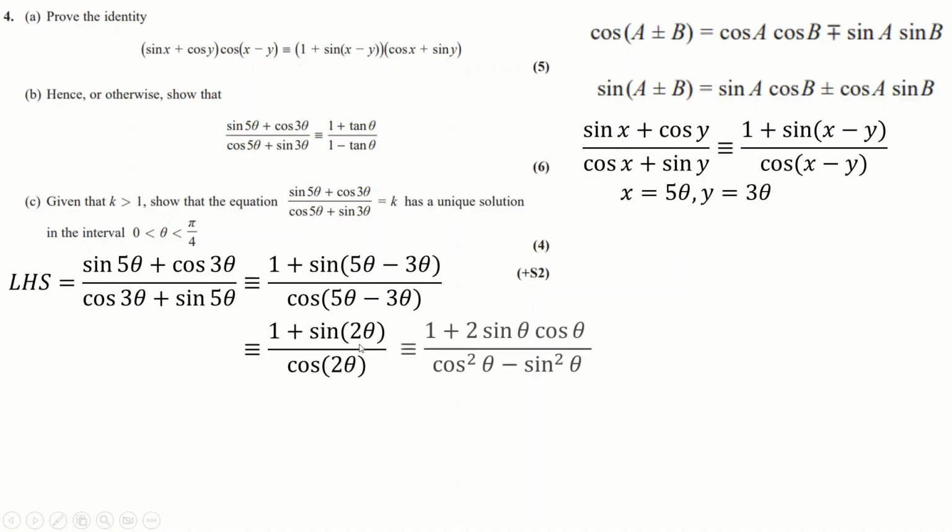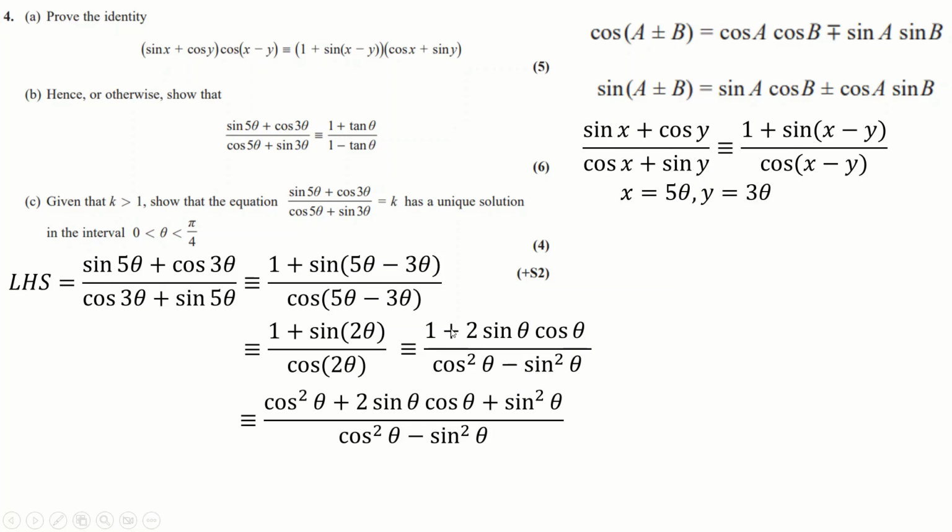Well, I've got some formulas here I can use. Sine 2 theta is just 2 sine cos. We should know that. We should also know this one. You can write 1. This is generally a pretty useful trick to bear in mind when you're doing proofs of trig. 1 is cos squared plus sine squared.